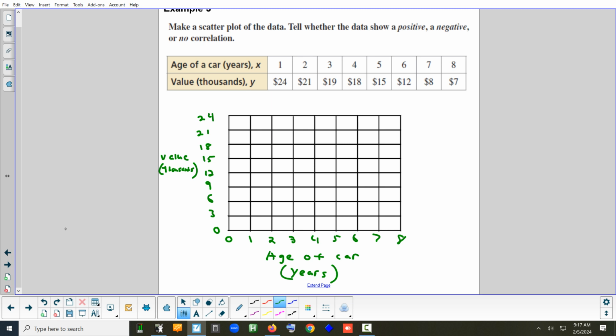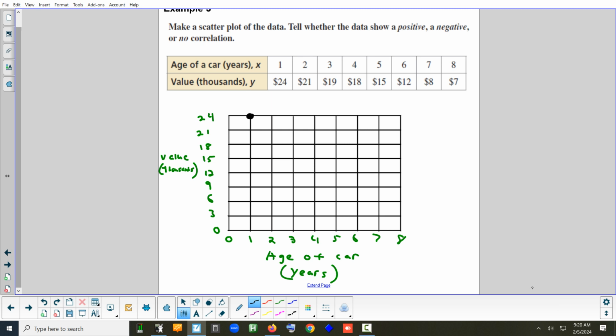So I'll do the first point with you, and then I'll let you guys do the rest. All right. So for our first point, what's the first x value? One. And what's the first y value? 24. Yeah. So (1, 24), and then you're going to put a dot right there. Okay, so you guys finish the next 7 points. Make your scatter plot. And then we'll answer the question if we think it shows a positive, negative, or no correlation.